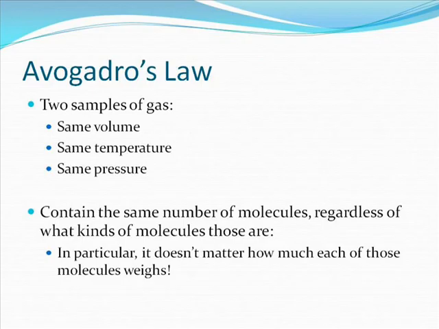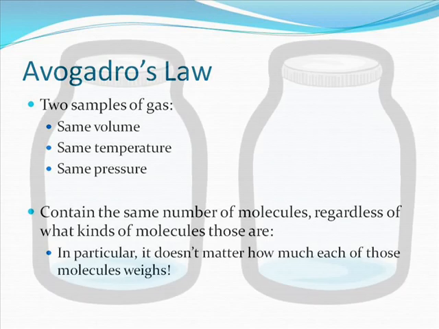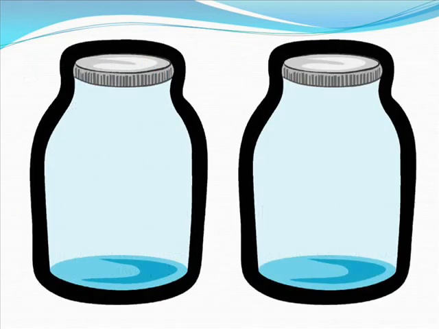Avogadro's law, which turns out to be an equivalent statement of the ideal gas law, tells us that two samples of gas that are the same volume, the same pressure, the same temperature are going to contain the same number of molecules quite regardless of what those molecules are, in particular what those molecules weigh. Probably the best way for me to explain this is to do a little thought experiment here. Here are two jars.